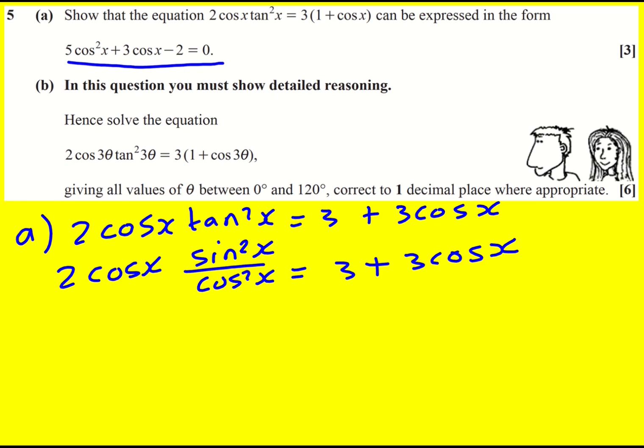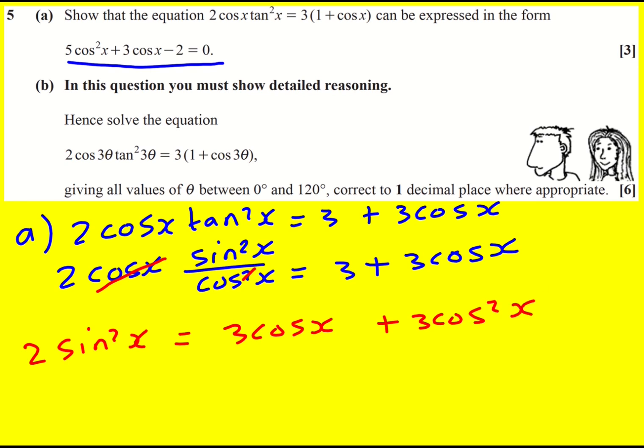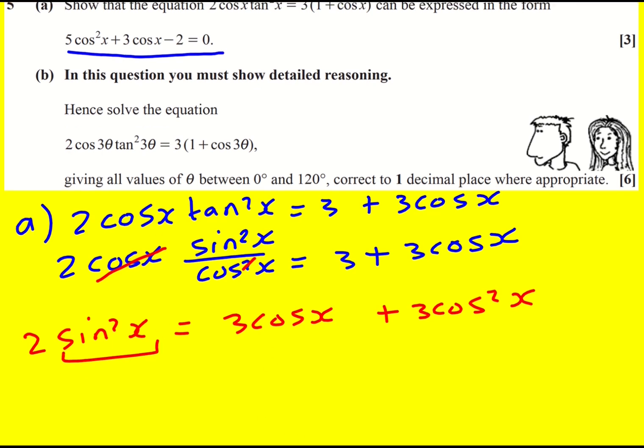And I can straight away cancel out that with that squared. Next up, I'm going to multiply through by cos x because I really don't want it on the bottom. So it will be 2 sine squared x is equal to 3 cos x plus 3 cos squared x. This is looking better now. I've got rid of the fraction, I've got rid of the tan. I just have this sine squared to sort out.